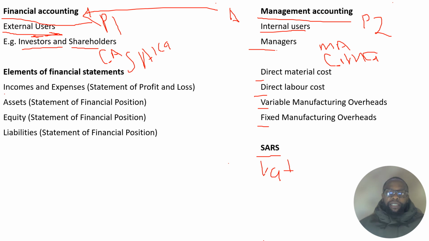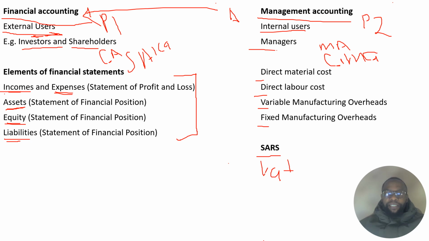There are elements of financial statements: your income and expenses, your assets, which are current or non-current, your equity, either ordinary or preference, and your liabilities, either long-term or short-term. All transactions that are incurred by the business belong in here. It could be an income, an expense, an asset, long-term or short-term, equity, shareholders' equity, which is ordinary or preference, or a liability, short-term or long-term.